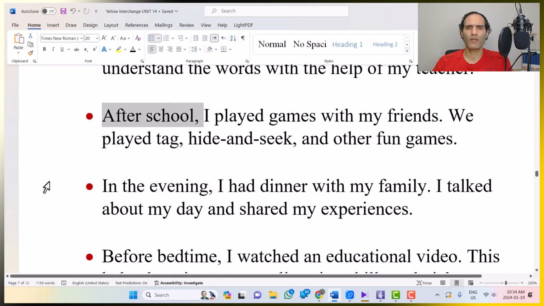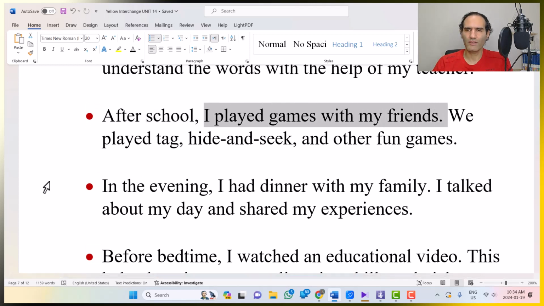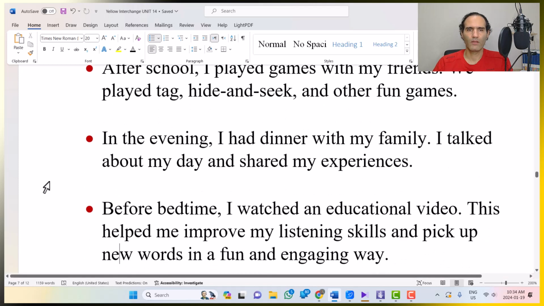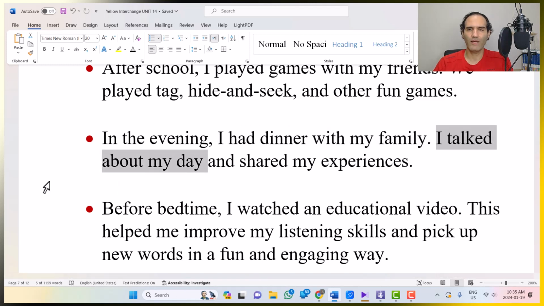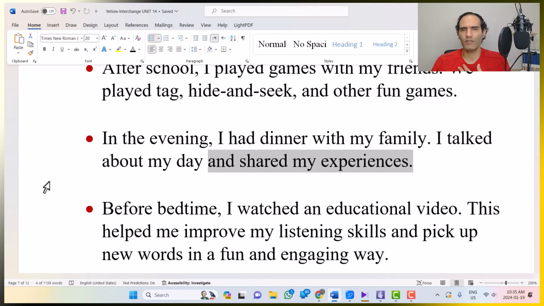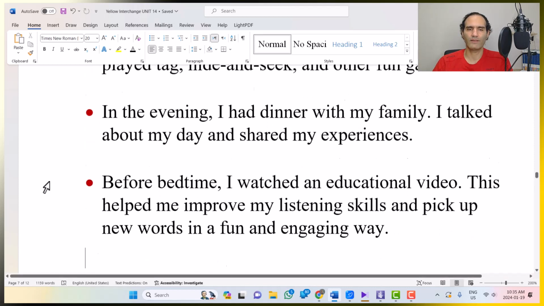After school, I played games with my friends. We played tag, hide and seek, and other fun games. So 2 common games that usually kids play: tag and hide and seek. In the evening, I had dinner with my family. I talked about my day and shared my experiences. I talked about the things that happened to me on that day.